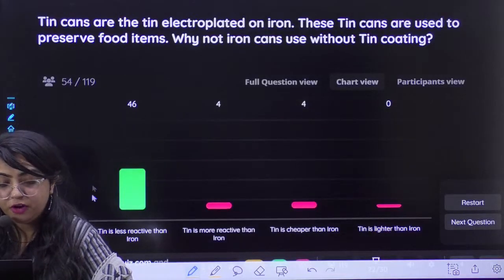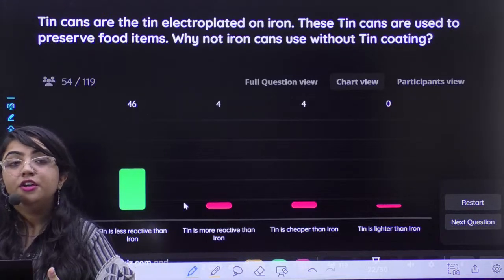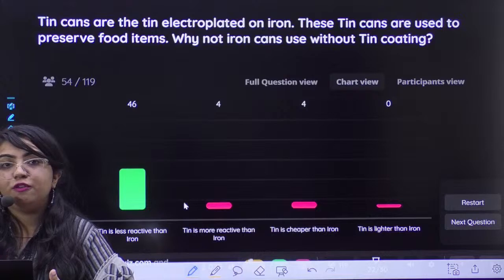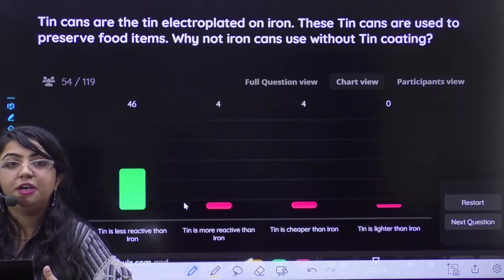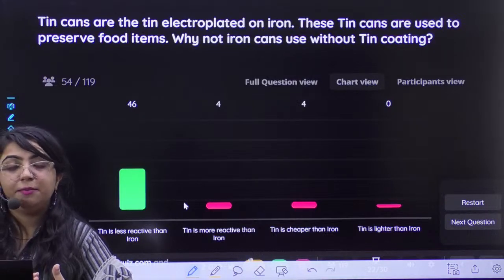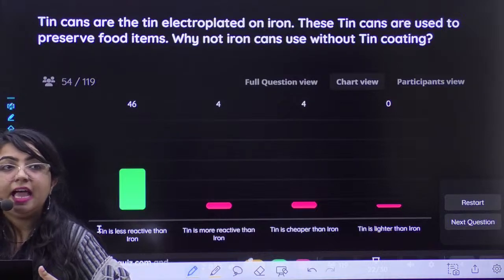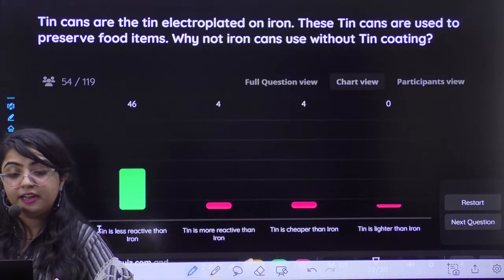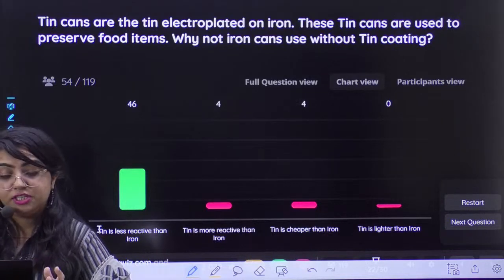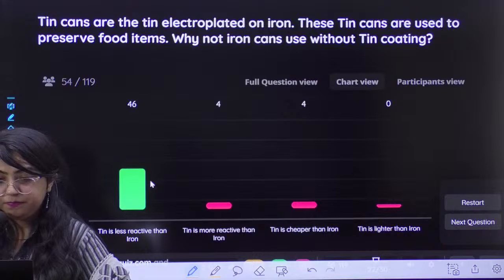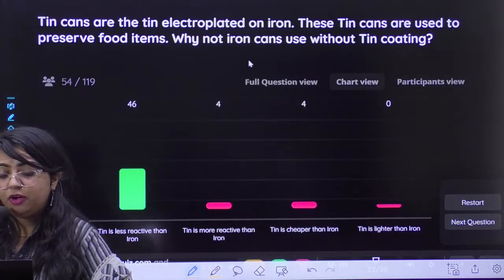The correct option for this is option A, tin is less reactive than iron. So tin is electroplated over iron so that iron will not come in contact with oxygen and moisture and its rusting can be prevented. As tin is less reactive, it will not react with oxygen and moisture much and the corrosion or rusting can be prevented. I hope this is clear. Please reply in the chat box.